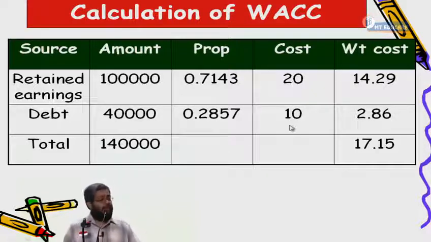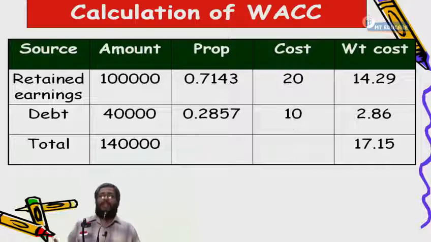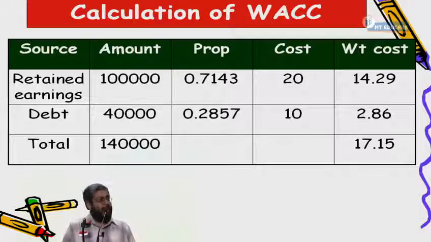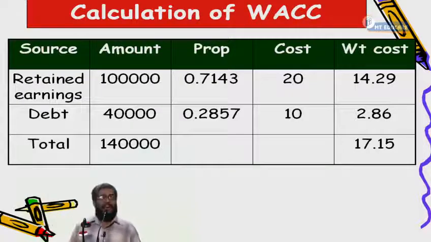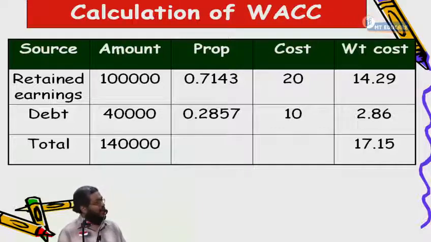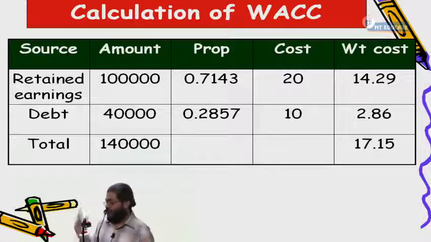For another 50%, the cost is what? 10. The overall cost is 0.5 into 20 plus what? 0.5 into 10. I take the average cost of capital. Yes or no? This average is what average? Weighted average, because the proportion changes. Everybody following? We call this the weighted average cost of capital.